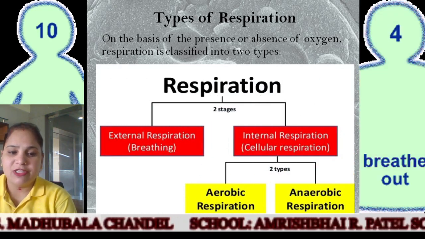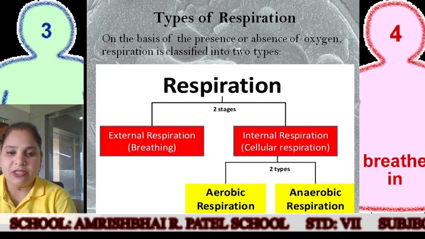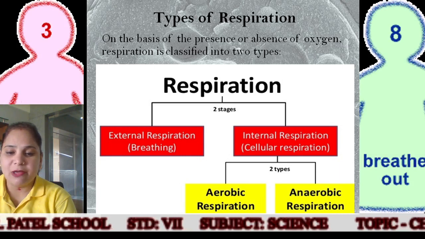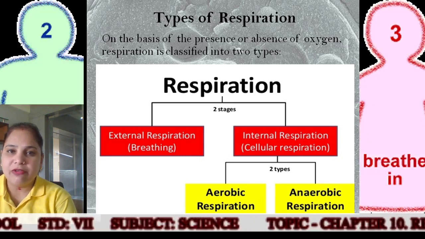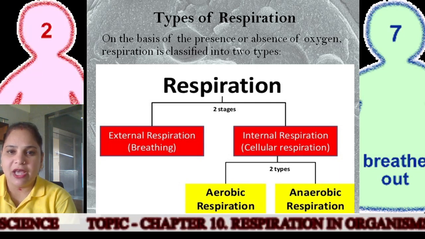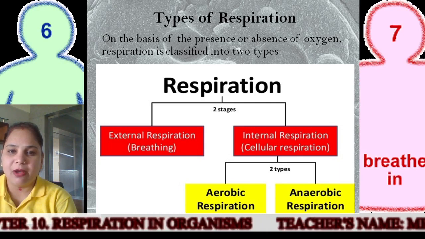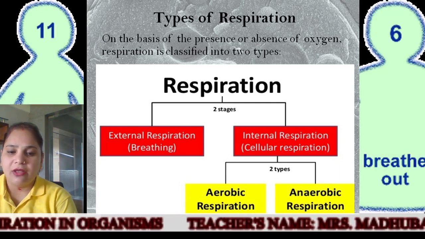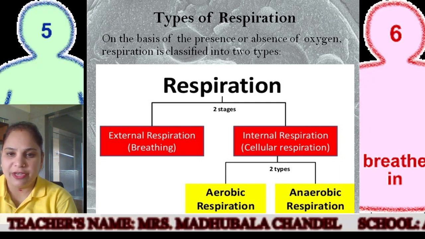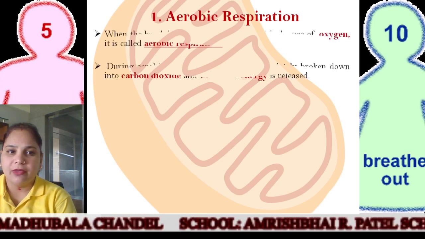So we have external respiration and internal respiration. External respiration is also called breathing, and internal respiration is called cellular respiration. In cellular respiration we again have two types, that is aerobic respiration and anaerobic respiration. Today in this video we shall study internal respiration, the types of internal respiration, that is aerobic and anaerobic respiration. Let's begin. So, aerobic respiration.